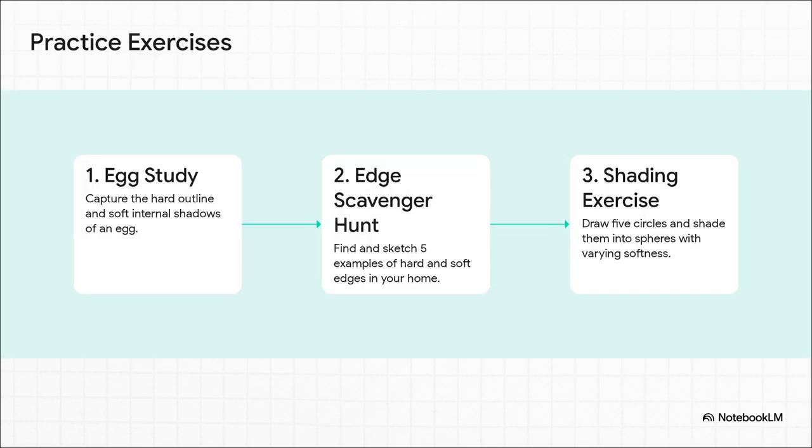All right, here are 3 super simple exercises you can do. The classic egg study is perfect. It's got that clear, hard silhouette and those beautiful, soft shadows on its surface. Or just walk around your home with a sketchbook and go on an edge scavenger hunt. And finally, just practice shading spheres. This is an awesome chance to work on your blending, maybe even use a soft, dry brush to gently feather that transition from light to shadow until it's just seamless.